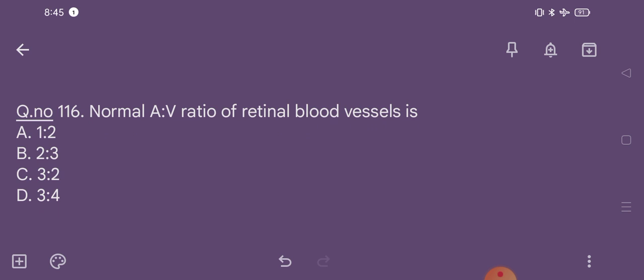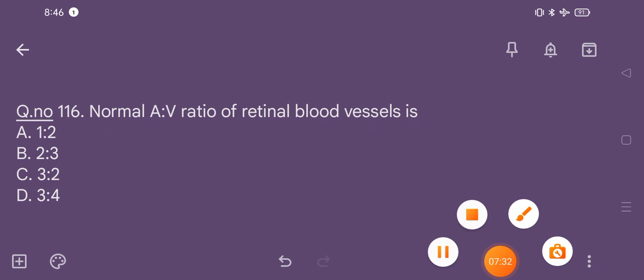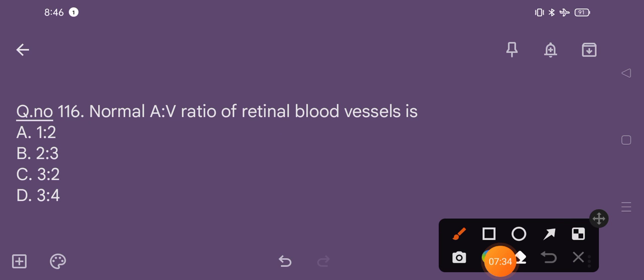Question number 116. Normal A to V ratio of the retinal blood vessels is: option A, 1 to 2; option B, 2 to 3; option C, 3 to 2; option D, 3 to 4. The correct option is option B, that is 2 to 3.